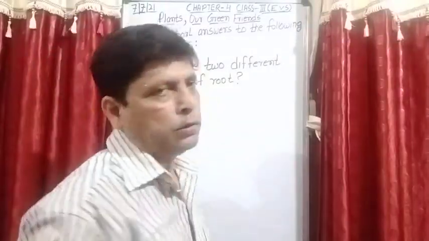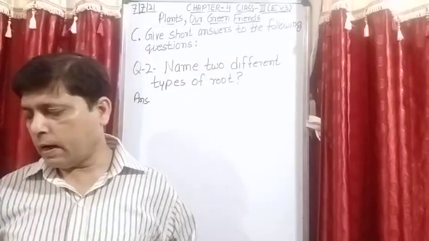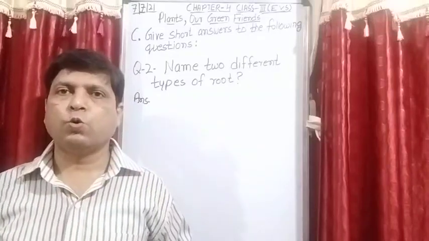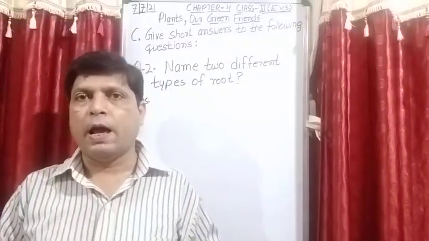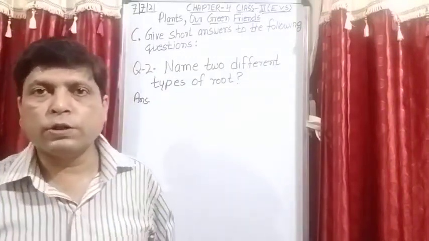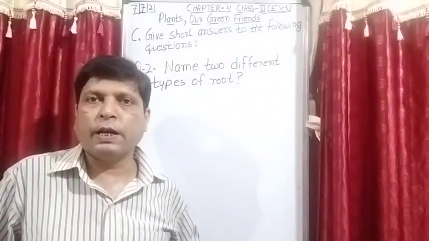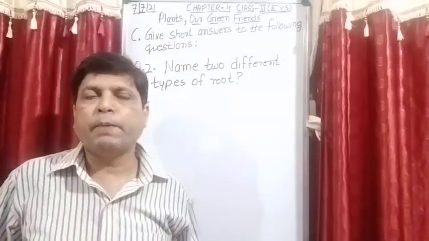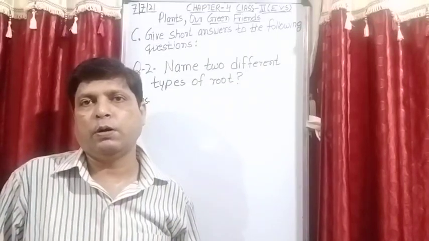So students, the plant has two types of root. One is the tap root and another is the fibrous root. What happens in the tap root? In a tap root there is a main root, it goes very deep in the soil, and many branch roots come out from this main tap root.